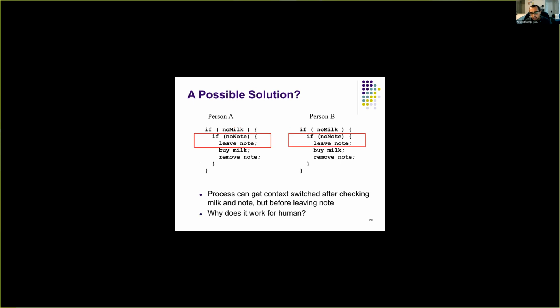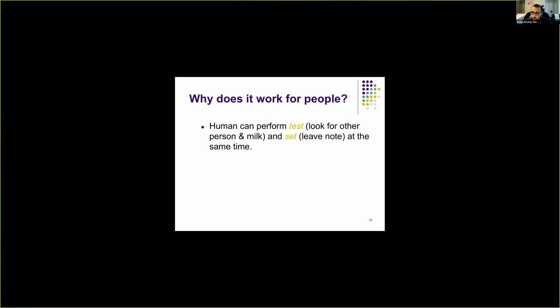The reason for this is not the highlighted instructions. So these are the two instructions that actually control the decision of buying the milk, right? And the reason it works for humans is because humans can actually test and set at the same time.